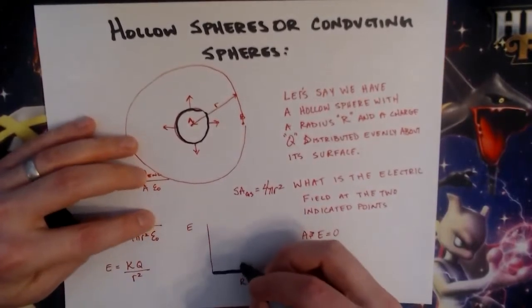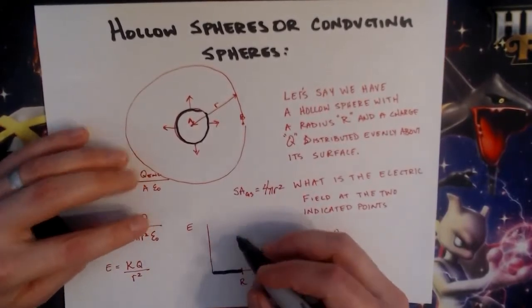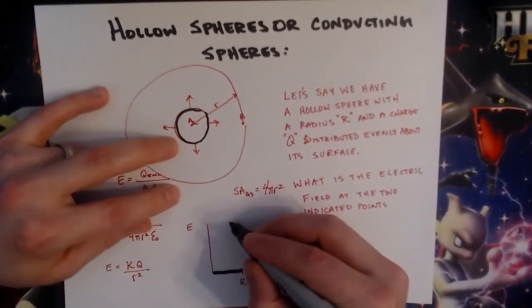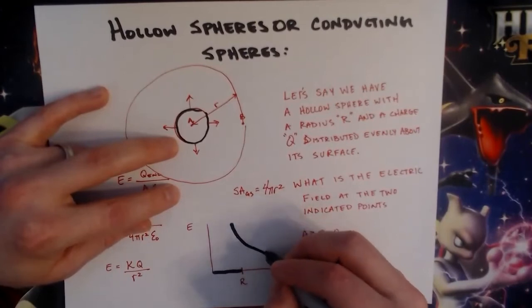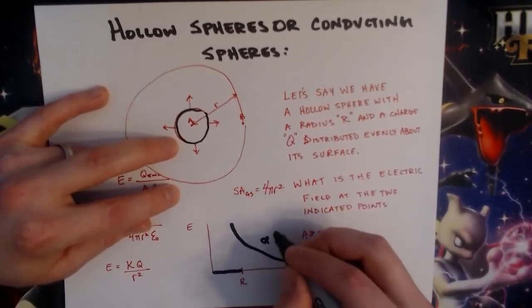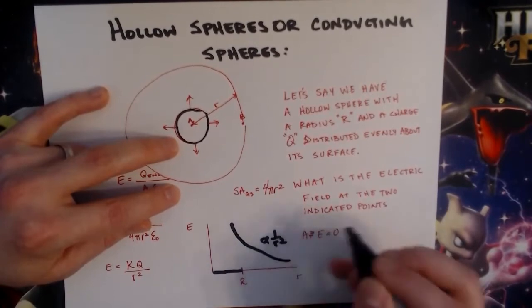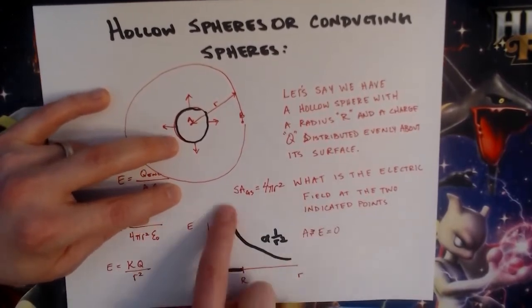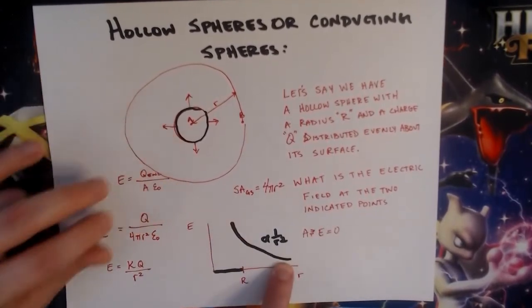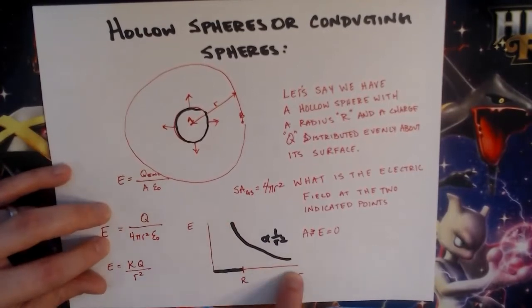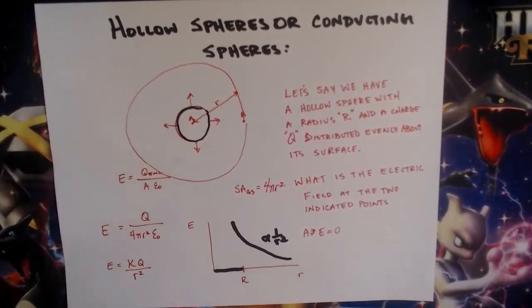What happens is that then it jumps up like a discontinuity, and then it decays proportional to 1 over R squared, where this is kQ over R squared now. So it jumps up and then decays. So we must keep that in mind.